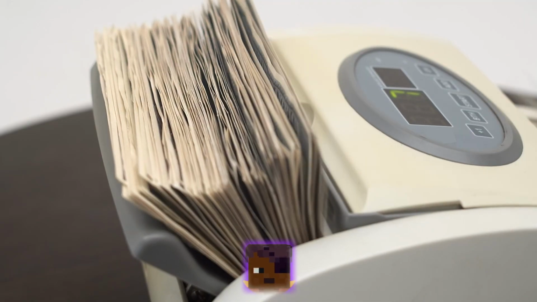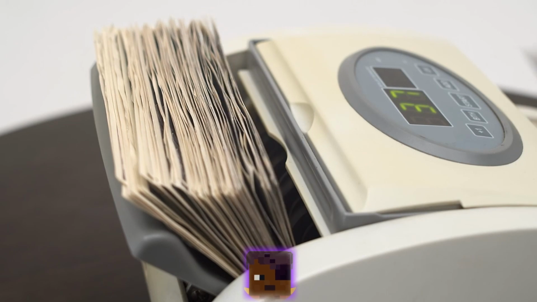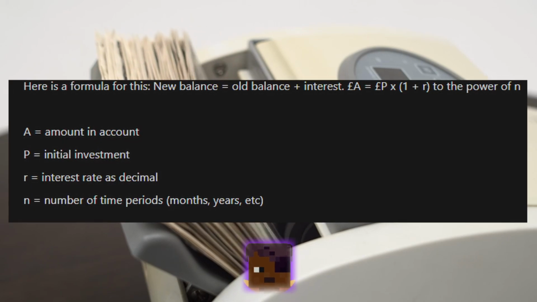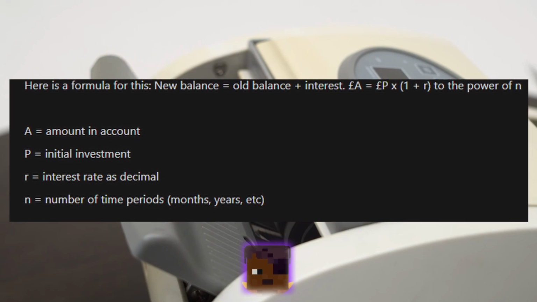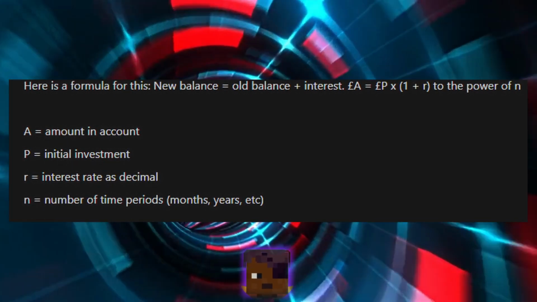One method of saving money is with saving accounts with banks. You invest and the bank will give you interest. Here's the formula for this. So new balance equals old balance plus interest. Here's a different formula here.